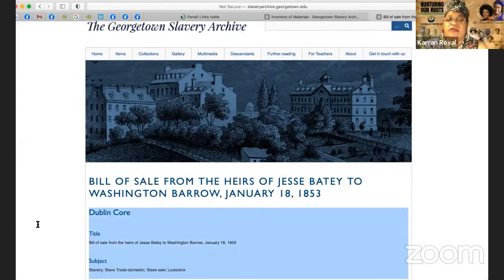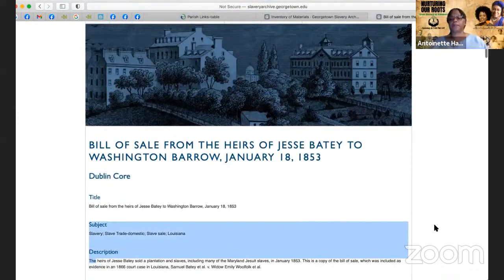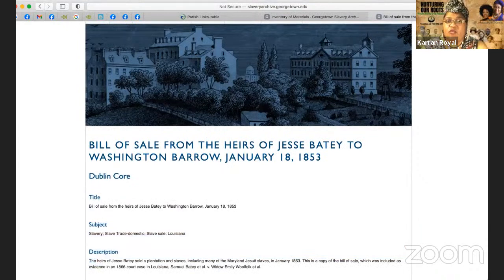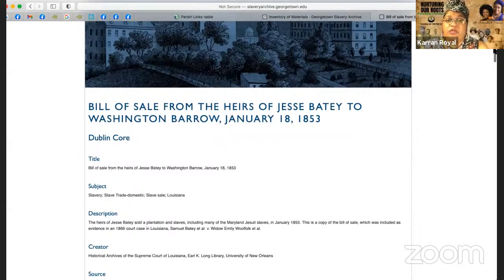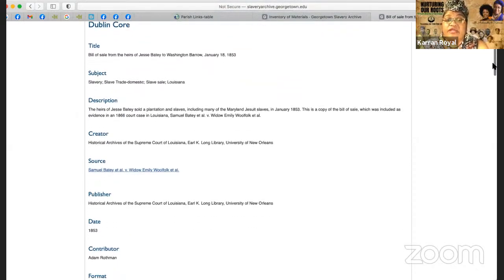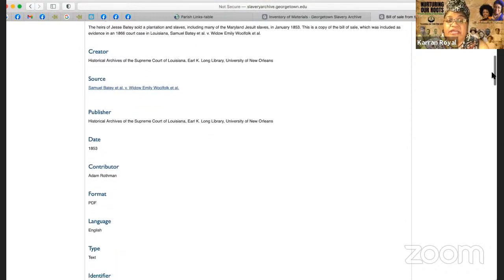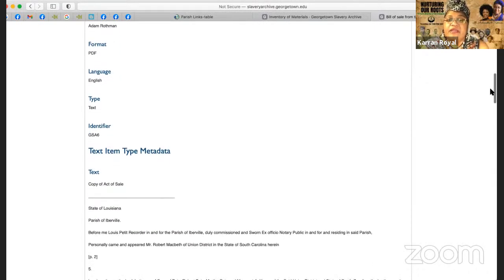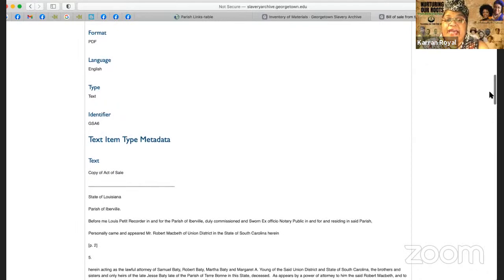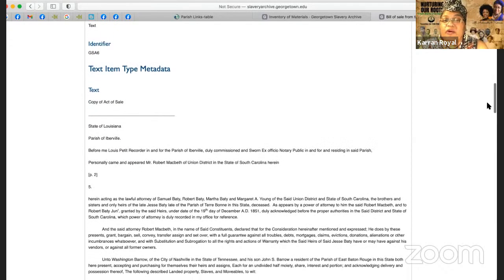Okay, and if you go ahead. All right, so this is the bill of sale from the heirs of Jesse Beatty to Washington Barrow. He was one of the purchasers of the West Oaks plantation. And so this is basically the transcript. If you continue to scroll, this is the transcript of the original document. The original document is going to be very difficult to read, but in the transcript, it gives you, beginning here, the information about the sale. It was in the state of Louisiana, the parish of Iberville, or Iberville, as we say here in Louisiana, the recorder of that sale. And it goes on to talk about who are the parties to the sale.